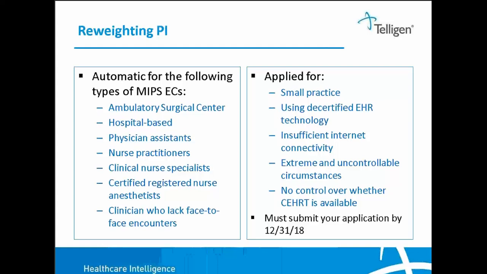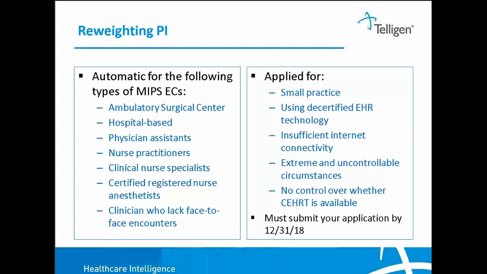Now, if you're reporting as a group or a virtual group, all MIPS eligible clinicians in the group must qualify for reweighting in order for the PI score to be reweighted to 0. Before the whole category score can be reweighted to 0, all of the MIPS clinicians in that group must qualify. Otherwise, you just don't have to submit for that particular MIPS eligible clinician that meets the automatic reweighting.